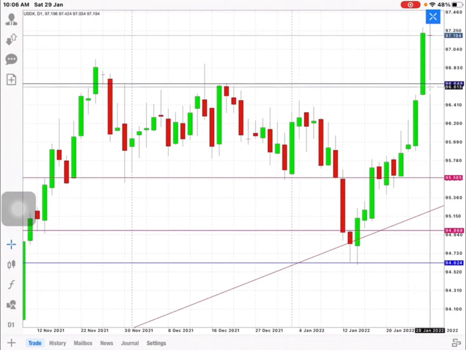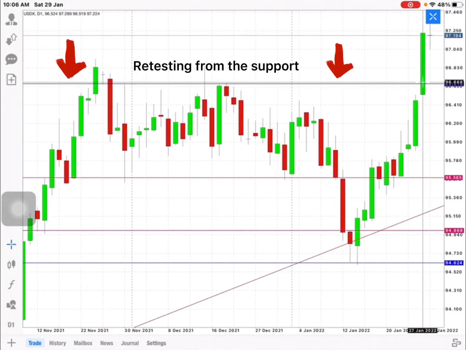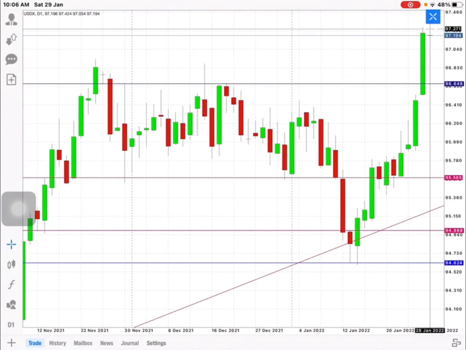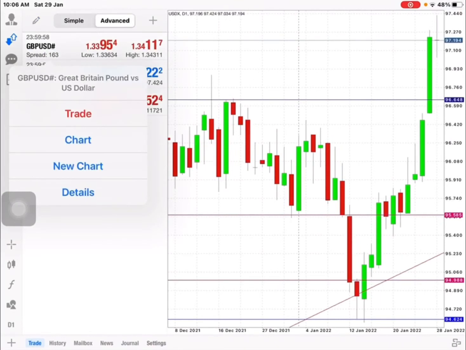Before that, I would like to see the market retesting from this support, and then start moving up, guys. That's my move on USD index. So with that said, let me move on to GBPUSD.